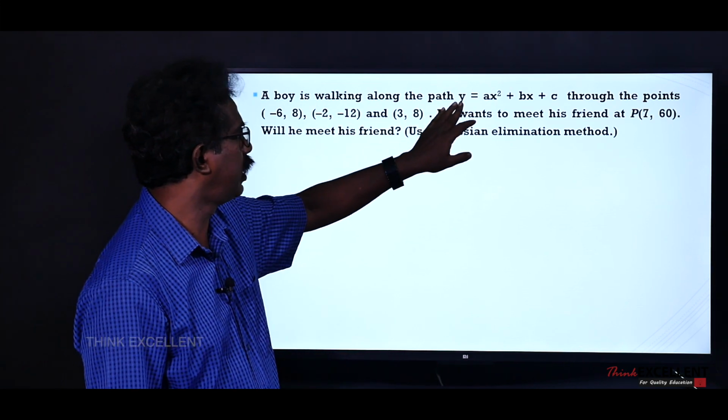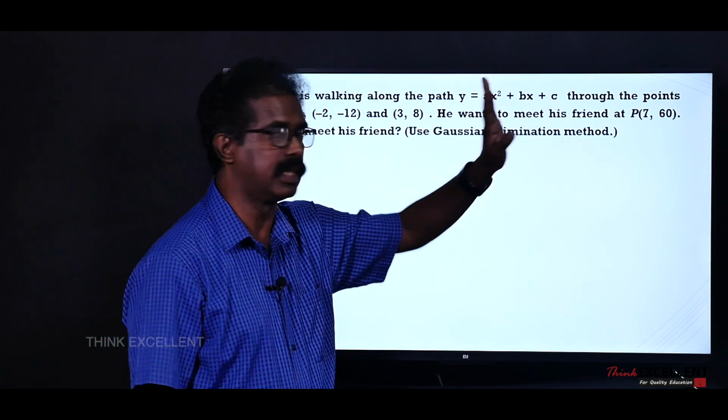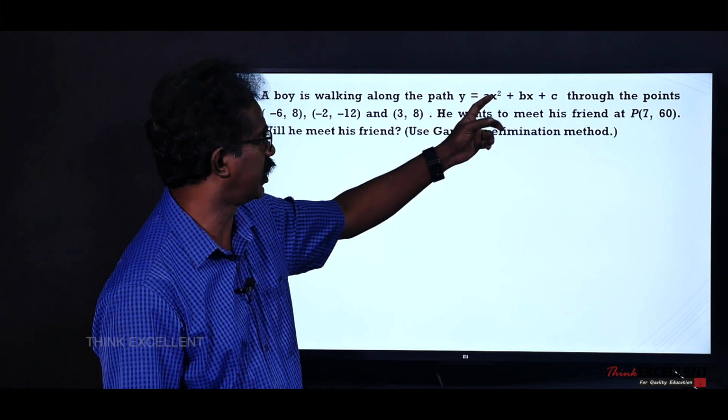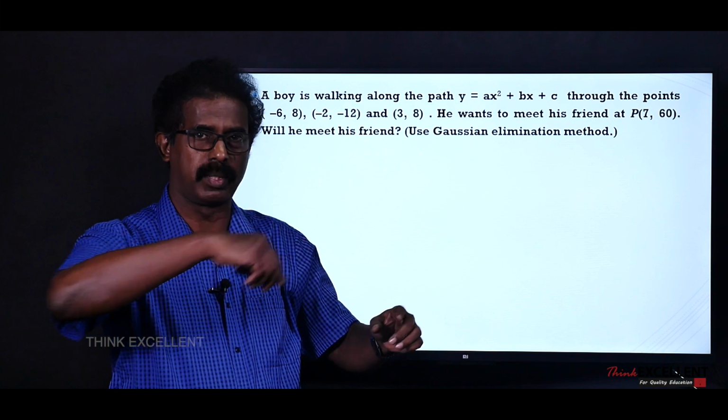This is a curve, y equal to ax square plus bx plus c. It is a parabola, right? In 10th standard you study, draw the graph. y equal to 7x square plus something like that. Okay, it is a parabola, some curve like this.